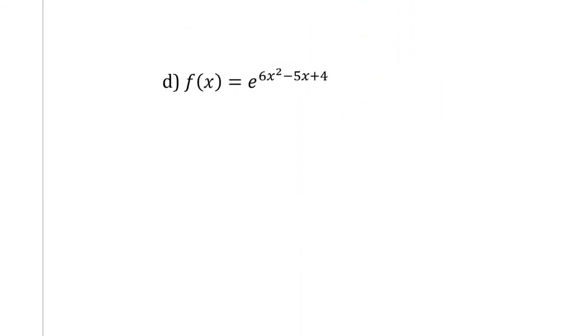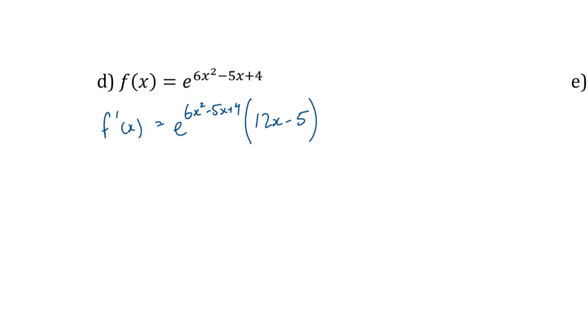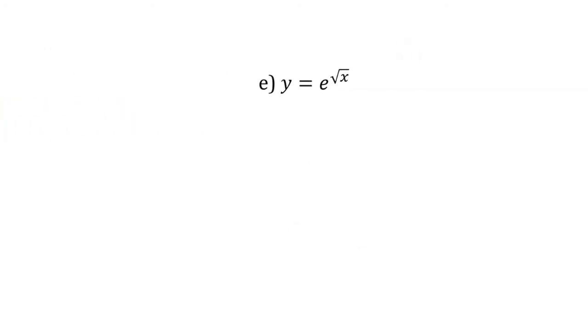Okay, let's keep trying some more. This one, that's my exponent, so be careful that you're reading that correctly. So this is e to the 6x squared minus 5x plus 4 times the derivative of the exponent, which is just 12x minus 5. Ones like that aren't going to come up very often, but again, it makes us just focus on what we're doing and on these special rules.